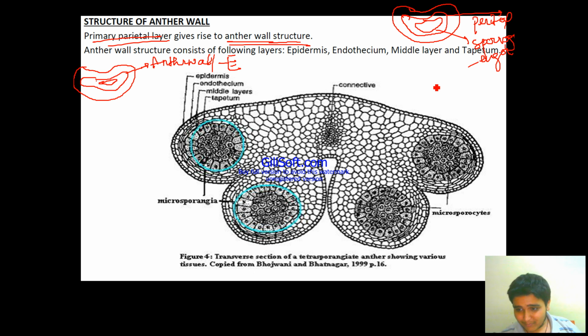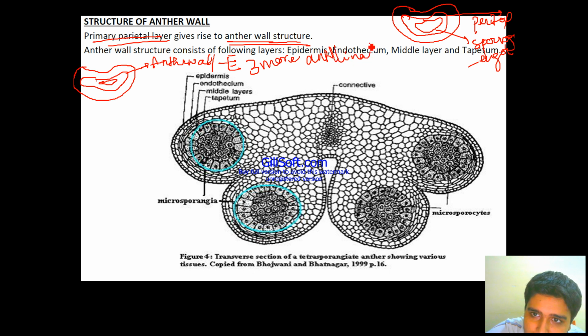Since I have a single layer of parietal layer, which has to form 4 layers of anther walls, obviously I need more. What kind of division do I need more? Periclinal or anticlinal? Anticlinal division. So now I need 3 more anticlinal division. And so that happens. Are you getting this very clearly now? Right? What is going to happen?